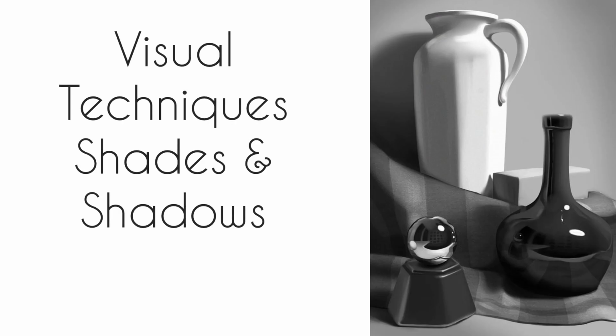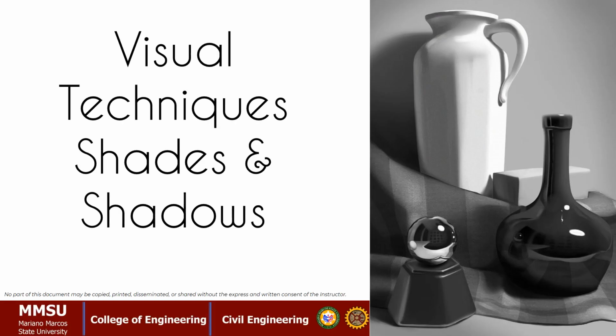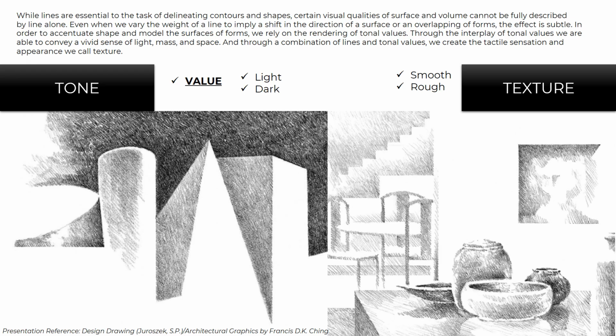For today's episode, we will talk about visual techniques, shades, and shadows. While lines are essential to the task of delineating contours and shapes, certain visual qualities of surface and volume cannot be fully described by line alone. Even when we vary the weight of a line to imply a shift in the direction of a surface or an overlapping of forms, the effect is subtle. In order to accentuate shape and model the surfaces of forms, we rely on the rendering of tonal values.